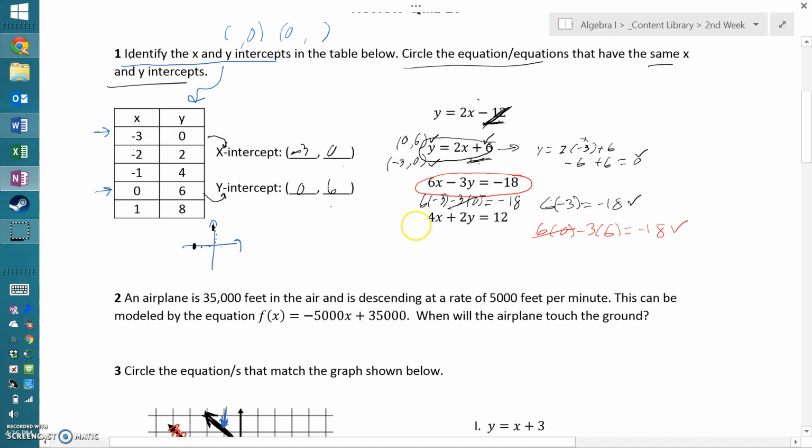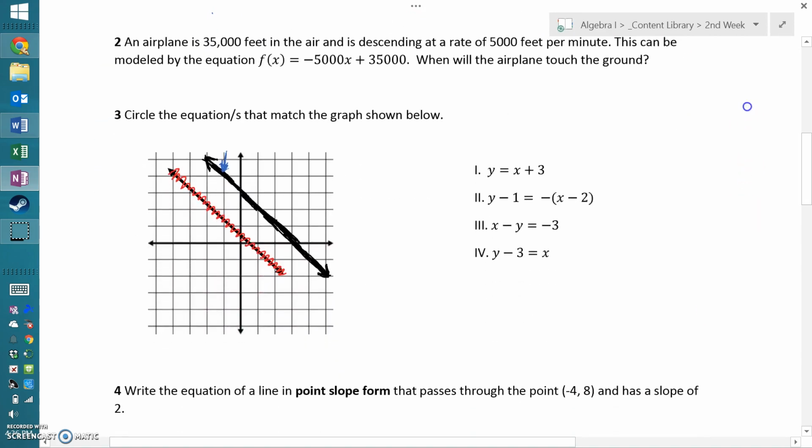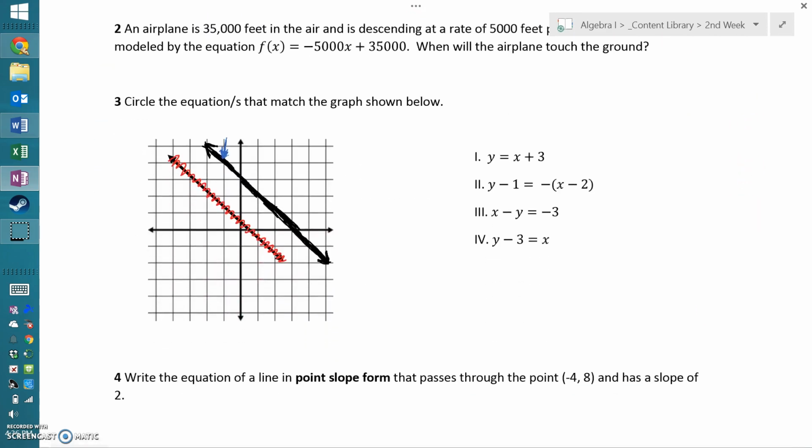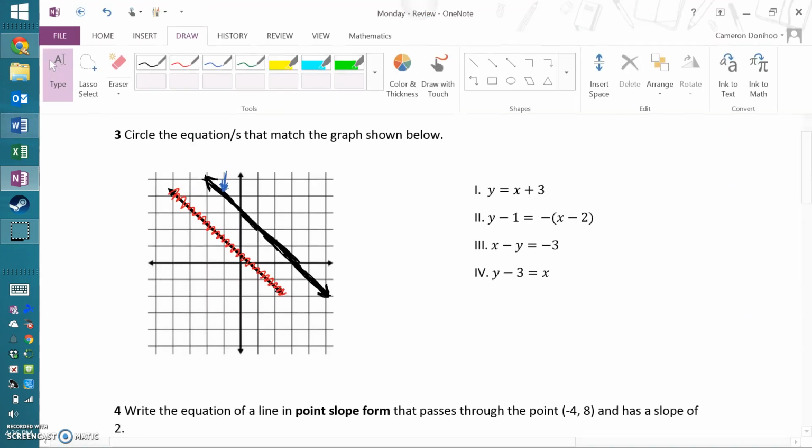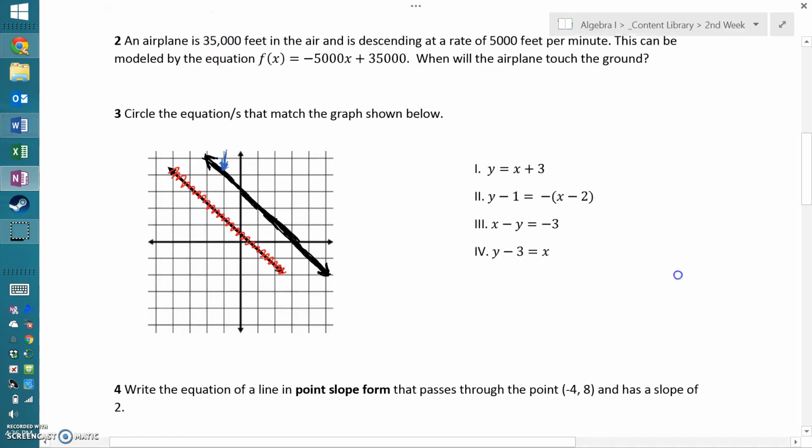Okay, if you want to, you can check this last one, and you can see that it doesn't match, and I'll leave that work to you. Number 2, so that took a little while to explain. I'm going to try to make these a little bit faster. So number 2 is actually a very straightforward problem.